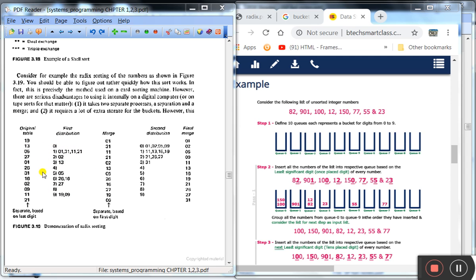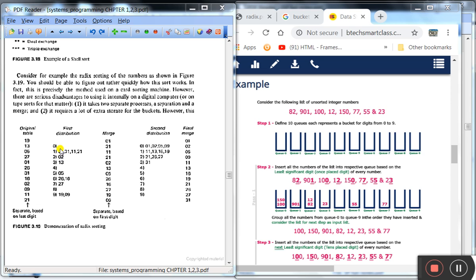So after the distribution, what do we have to do? We have to merge these distributed elements. Now if you see, we have merged these elements which are distributed in the buckets. We have to merge these elements based on the FIFO method, because we have distributed these elements in the buckets based on the queue principle. The queue principle is what? That is FIFO, first in first out.